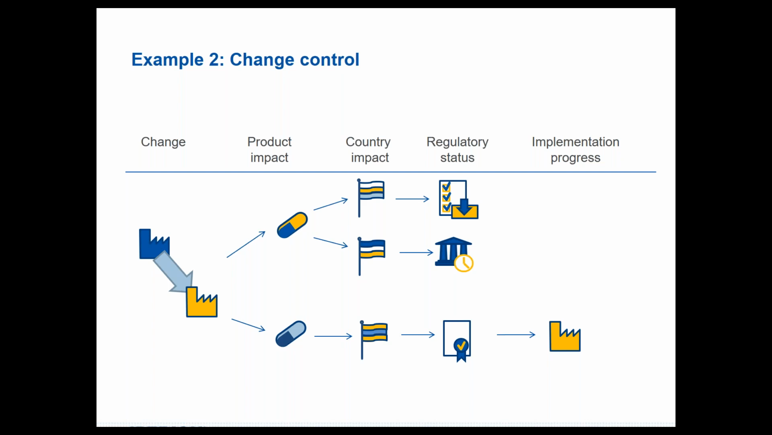The second example in the next slide is one that we've also discussed a few times now, and is all about change control. If we make a change from the blue factory to the yellow factory, we will have to look which products are impacted. We will need to know to which countries are these products produced and what is the regulatory status of the change that we have there. And once that change is approved, like the lower line, you can actually implement as you have planned. But to know what the status of your implementation is in these different countries has a lot of effect on the overall compliance that you're trying to achieve.